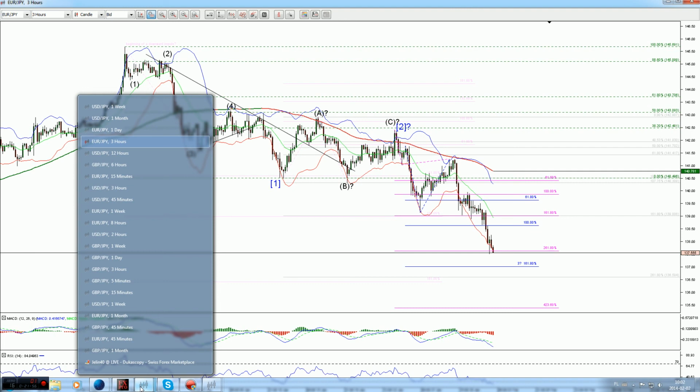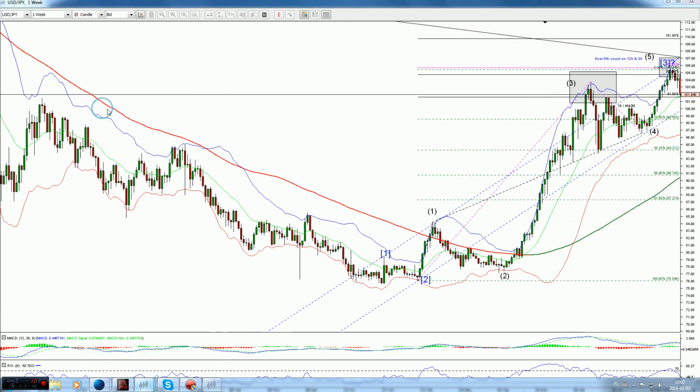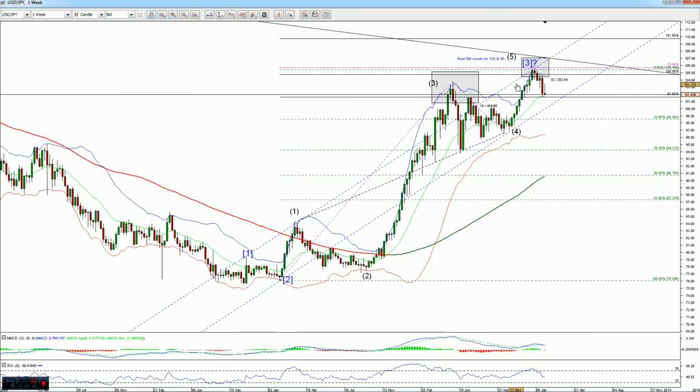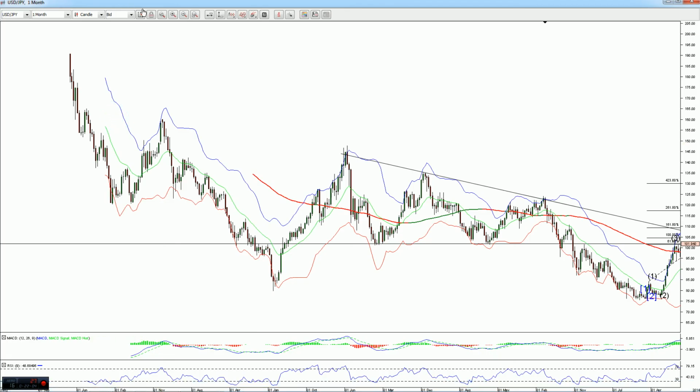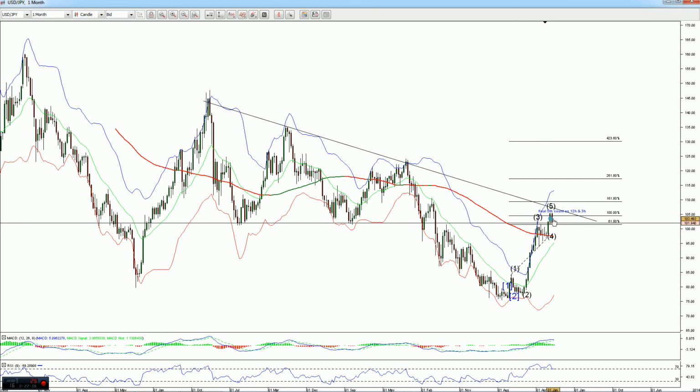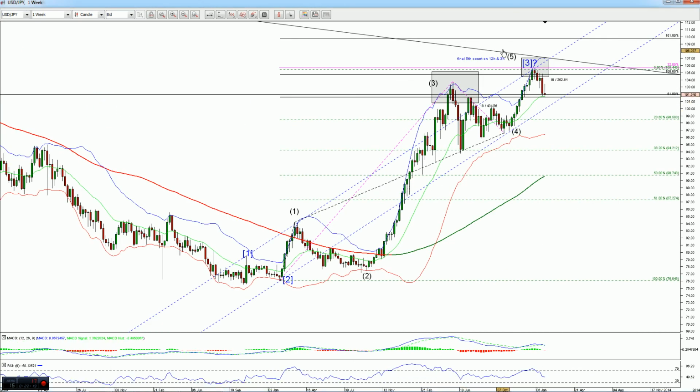So that was the Euro Japanese yen. Let's go to the USD Japanese yen, and then weekly. Let's go to the monthly first. The monthly, we have a red candle. I had a reversal. I've had a resistance line here as well. So the market may react in this area. This is still possible. This is the same line here.